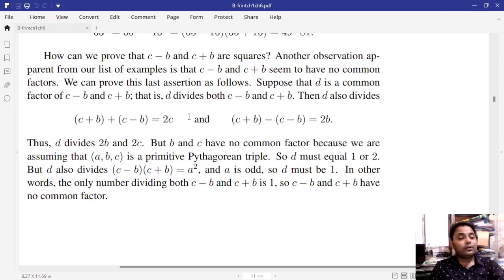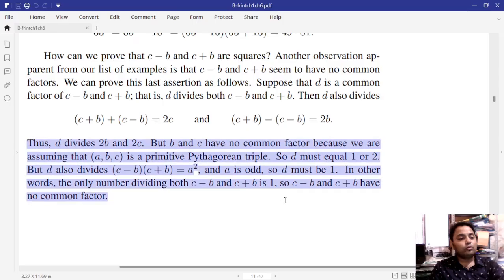Thus d divides 2b and 2c, but b and c have no common factor. This is a very important result to understand. d divides 2b and 2c, but b and c have no common factor, because we are assuming that a, b, c is a primitive Pythagorean triple. So d must be equal to 1 or 2, but d divides c minus b and c plus b, which is equal to a square, and a is odd, so d must be 1. In other words, the only number dividing both c minus b and c plus b is 1. So c minus b and c plus b have no common factor.